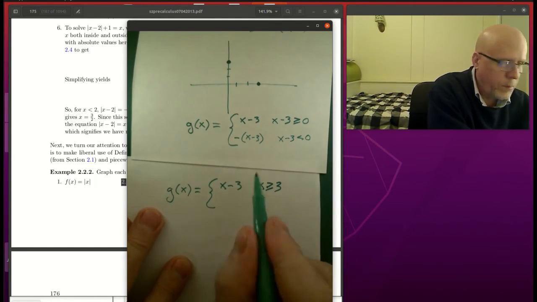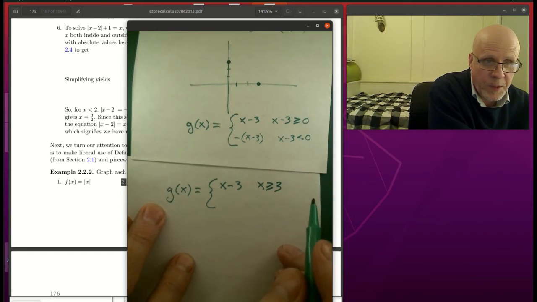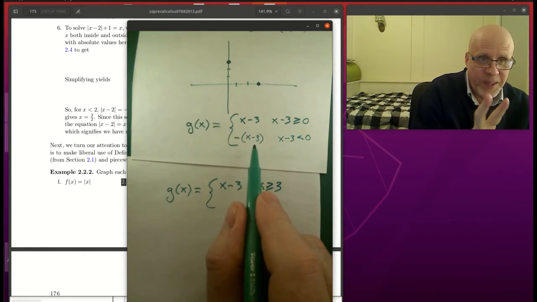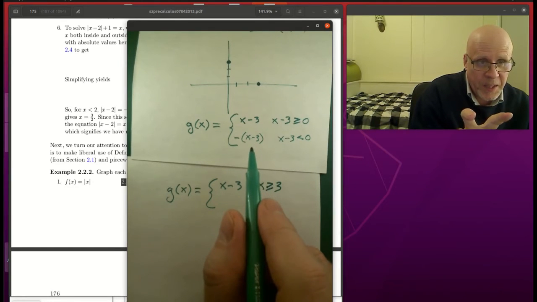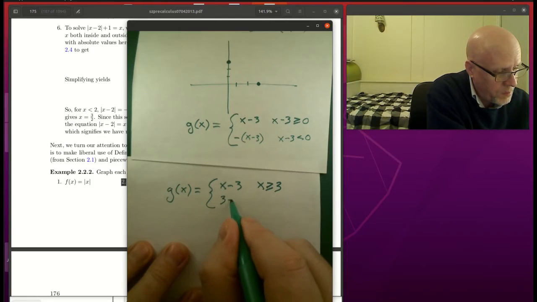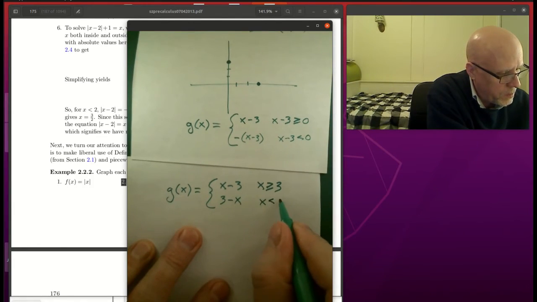And well, we should simplify. The negative of x minus 3: the easiest way to take the negative of something that's a difference is just to flip the order, right? You've got x minus 3, the negative of that is do the operation the other way around, 3 minus x. And that's what we do when x is less than 3.